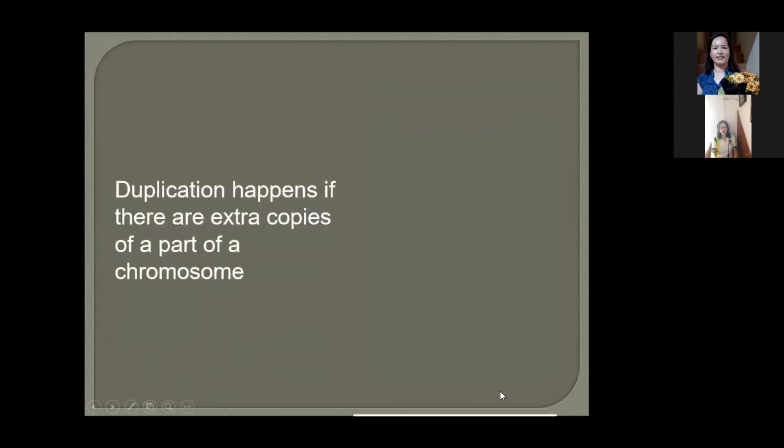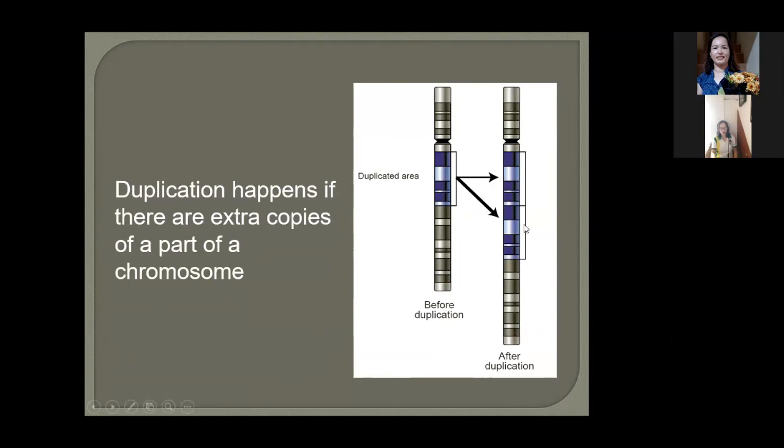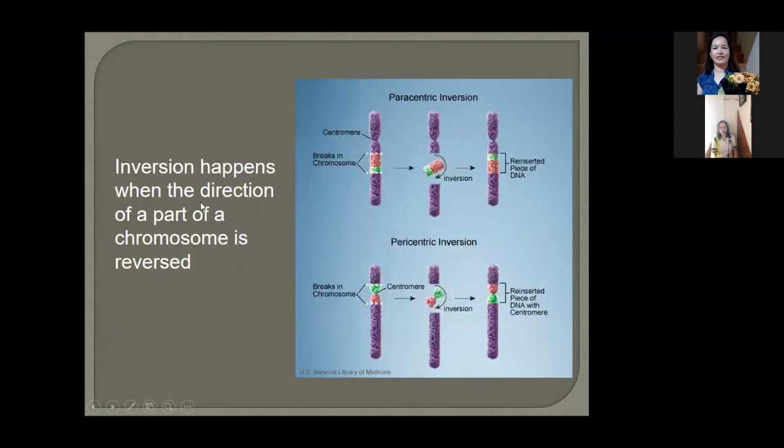And we also have duplication. Here, there are extra copies of a part of the chromosome. And for inversion, the direction of a part of the chromosome is reversed. So it's the orientation of the chromosome. And with all this, of course, mutation is brought about by smoking and exposure to radiation in particular. You may have heard about the Chernobyl incident, which is still a problem nowadays because the radiation greatly affects the health of those who were exposed to radiation.